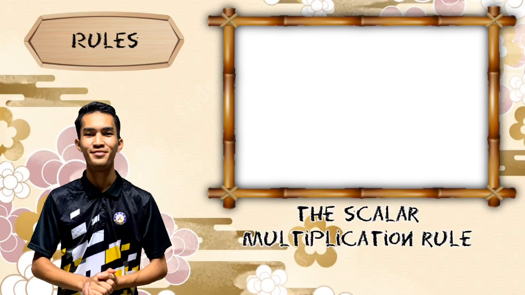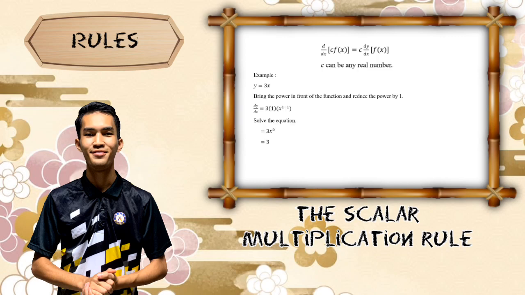The scalar multiplication rule. The formula for this rule is c times dy over dx of the function, which means c can be any real number. For example, given the function y equal 3x, bring the power in front of the function and reduce the power by 1, which means 3 times 1 times x to the power of 1 minus 1. Solve the equation, and the derivative of y equal 3x is 3.